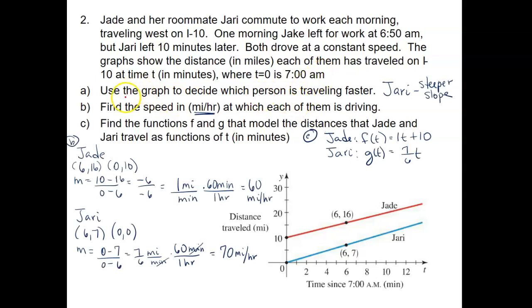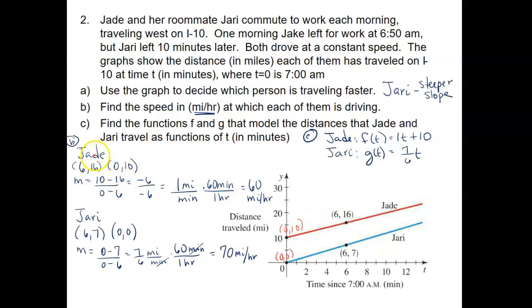Okay, looking at this, part A, use the graph to decide which person's traveling faster. Jari has a slightly steeper slope, so it's going to be Jari that's traveling the fastest. Part B, find the speed in miles per hour at which each of them is driving. We've got pretty clear points identified in this problem, so use the ones that are identified. This would be 0, 0. This would be 0, 10, along with these other points here. So you're going to calculate the slope of each of those.